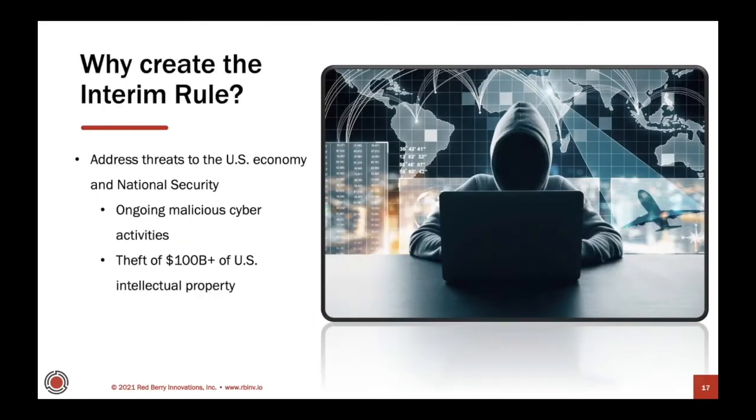So why was the interim rule created? The rule is necessary to address threats to the U.S. economy and national security from ongoing malicious cyber activities, which includes the theft of hundreds of billions of dollars of U.S. intellectual property. The Council of Economic Advisers estimates that malicious cyber activity cost the U.S. economy between $57 billion and $109 billion in 2016. Over a 10-year period, that burden would equate to an estimated $570 billion to $1.09 trillion in costs.